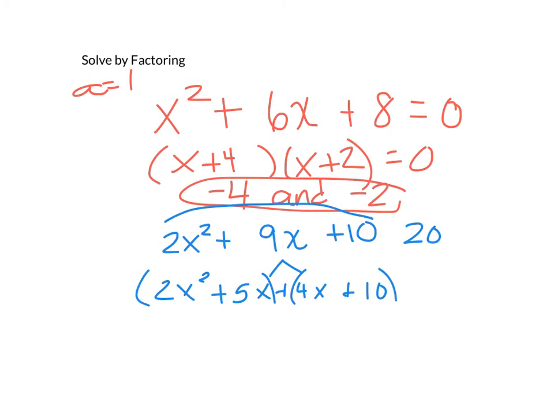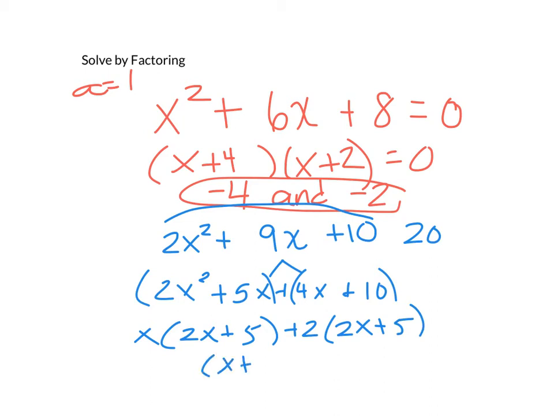I could take an x out of both of these, so I get 2x plus 5. And I could take a 2 out of both of these, and I get 2x plus 5. So there's my twins and my GCFs.